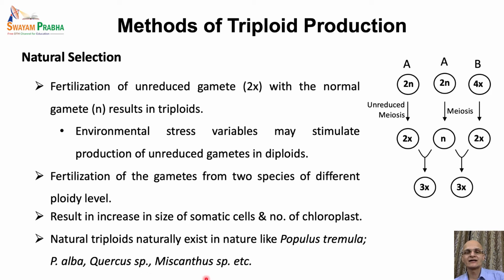And then the annual Miscanthus species, which is actually a grass species belonging to the family Poaceae, and it is being explored for the production of biofuel. So some triploids have been identified for the Miscanthus species also. So natural triploids, or the spontaneous creation of triploids, do occur in nature, however their frequency is very low.